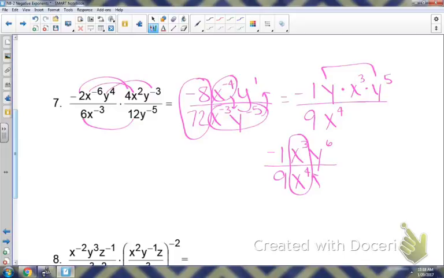The reason for that, x cubed is x times x times x. X to the 4th is x times x times x times x. And then notice 3 of them cancel and you're left with 1 of them on the bottom. Okay, so we would have a -1y to the 6th over a 9x. And you don't have to write that -1 there. You can just write a negative. So that would be my answer there.